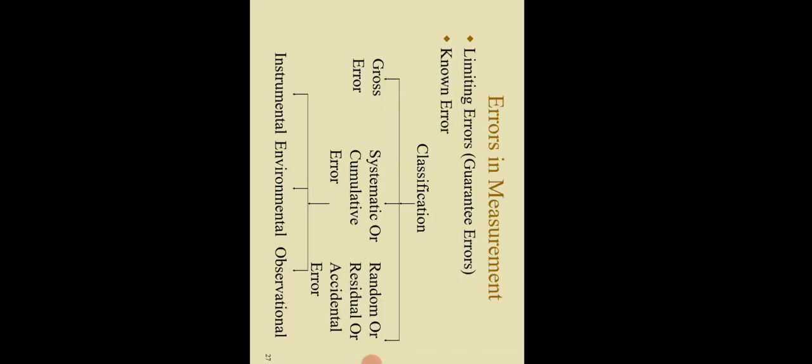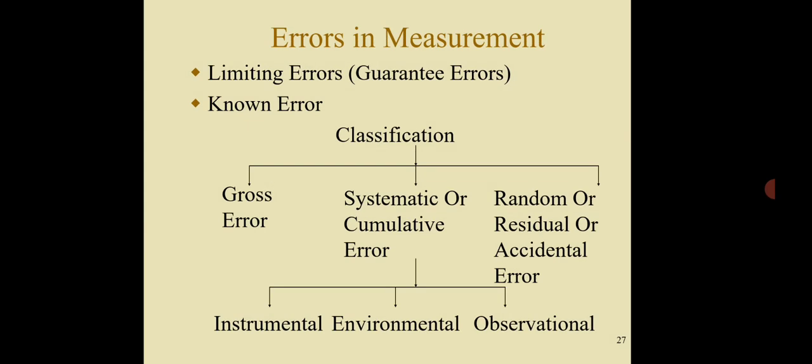Let us come to the classification of errors. We have gross error, the second type is systematic or cumulative error, and the third one is random, residual or accidental error. Again, systematic or cumulative error is classified into three types: one is instrumental, another is environmental, and the third one is observational error.